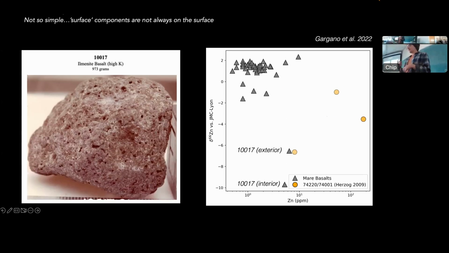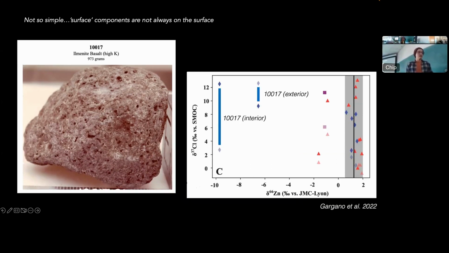And to wrap up this surface component problem, I want to point out that we looked at this too in terms of the effusive rocks. This rock here, 10017, is particularly odd. And in our work, we tried to isolate the exterior and interior of this rock. And if we look at both the chlorine and zinc isotope values of these interior and exterior chips, we see a lot of heterogeneity. So these components we think are very superficial are not always on the surface, and often they're a bit more pervasive.